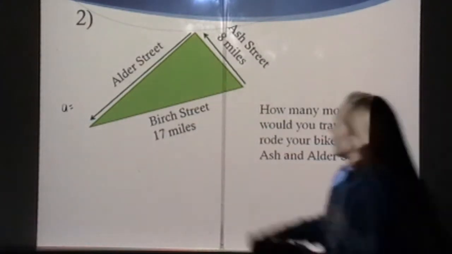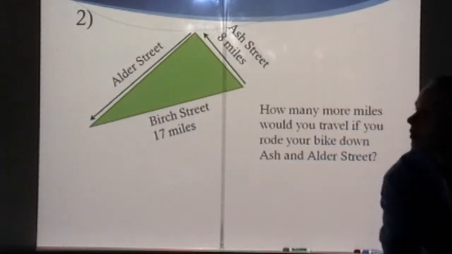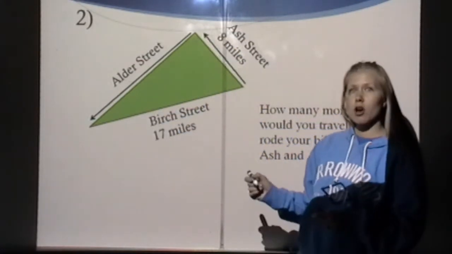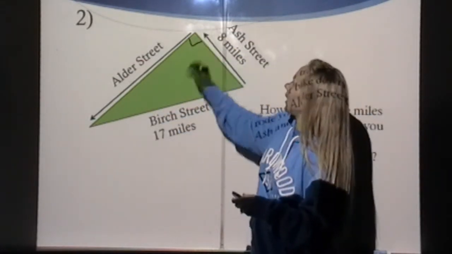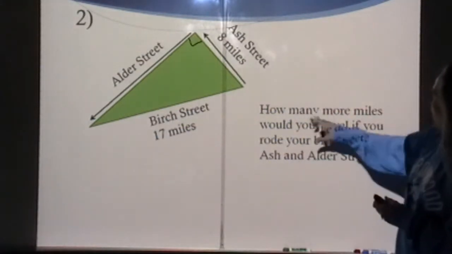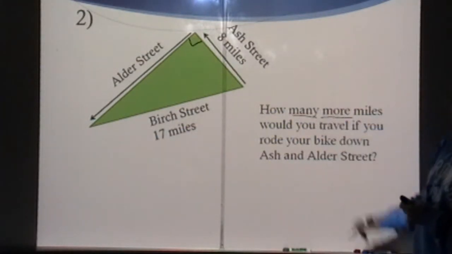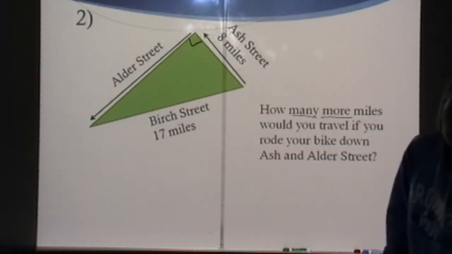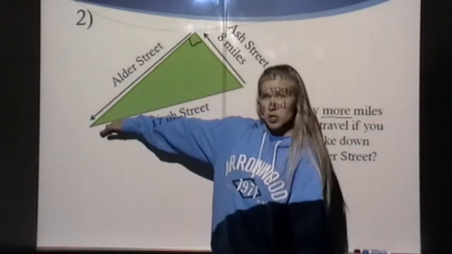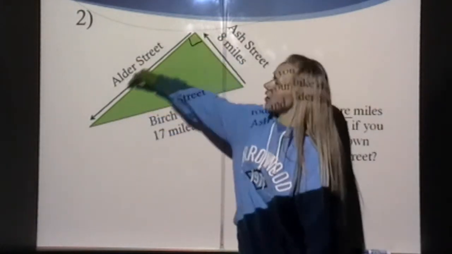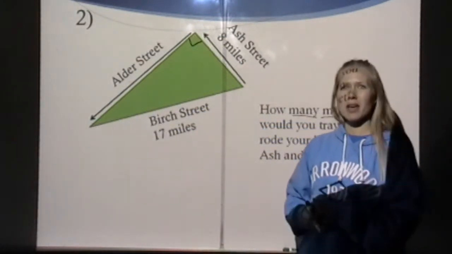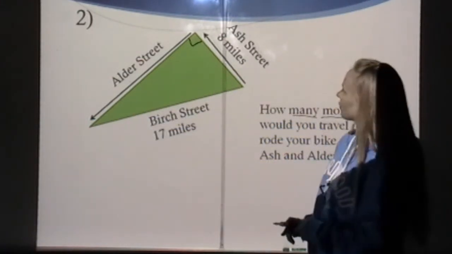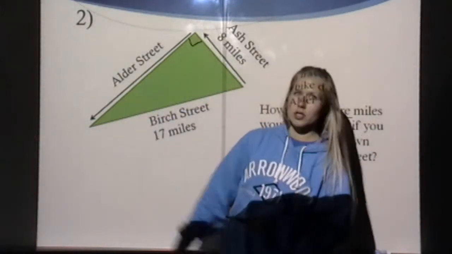Here we've got some roads: Birch Street, Ash Street, and Alder Street. If you notice, Ash and Alder Street make a 90-degree angle, and this forms a right triangle. How many more miles would you travel if you rode your bike down Ash and Alder Street? So instead of taking the shortcut down Birch, what if I take Ash and then Alder Street? How many more miles am I going to end up traveling than if I would have just taken the shortcut down Birch?